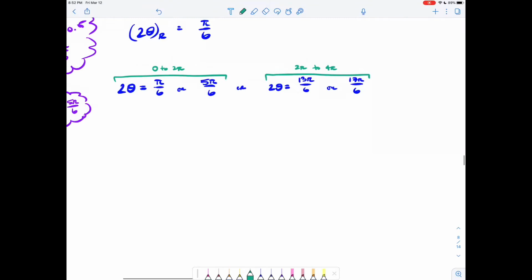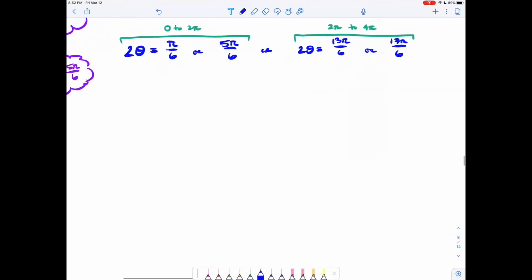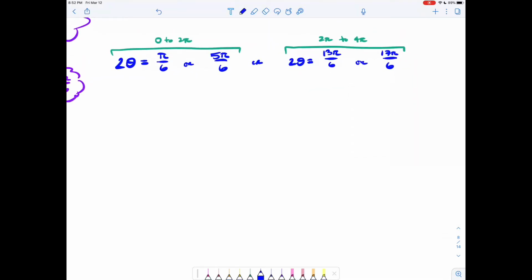At this point, we have solved for 2 theta. All that's left is to solve for theta itself. So if 2 theta is pi over 6, theta would be pi over 12, just dividing both sides by 2. Or in this case, 5 pi over 6 divided by 2 is now 5 pi over 12. 13 pi over 6 divided by 2 is 13 pi over 12. And 17 pi over 6 divided by 2 is that.